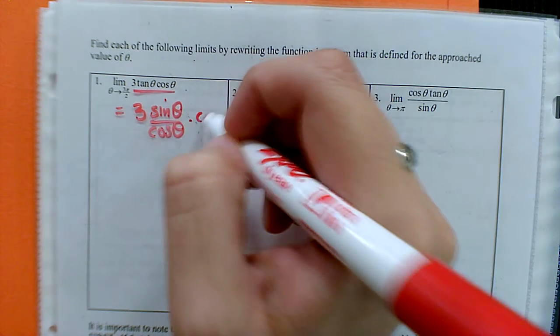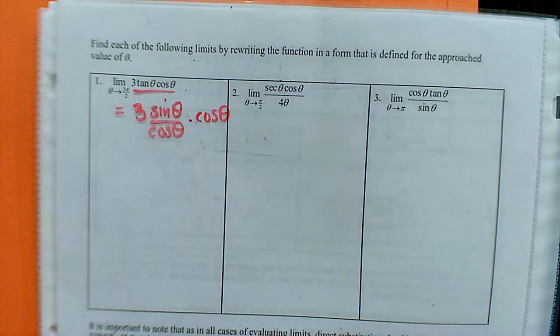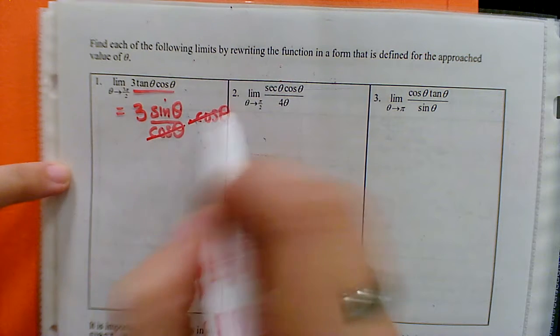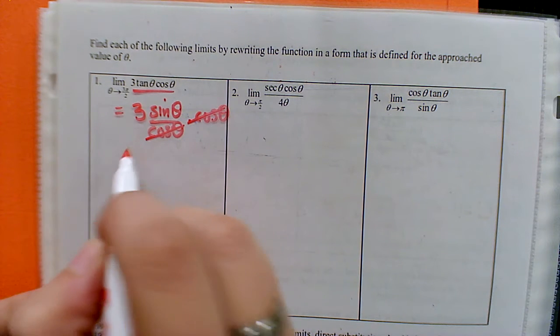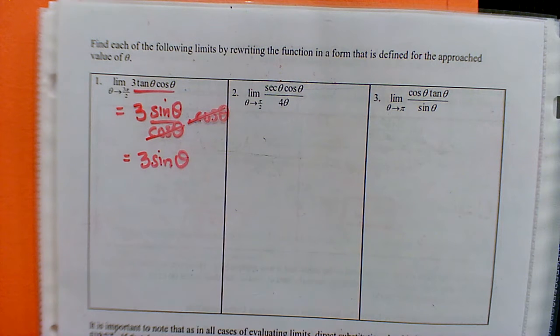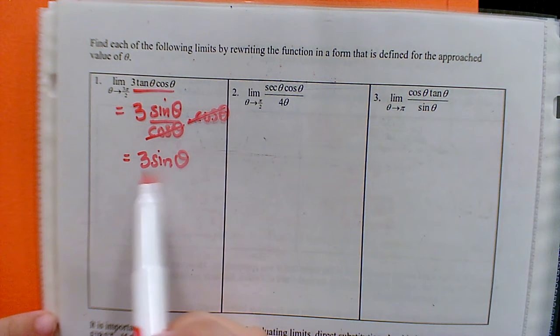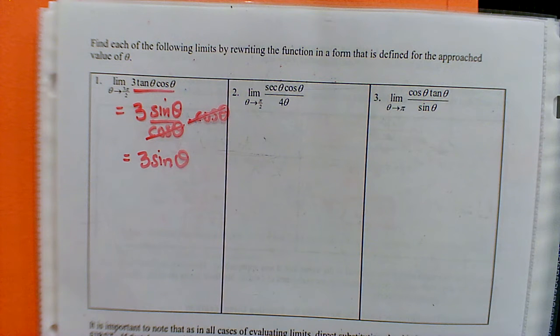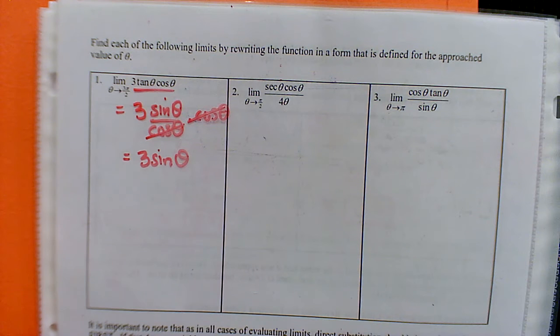And we're still multiplying that by another cosine. So all we're really doing is changing the way tangent looks. By rewriting tangent, hopefully we realize the cosines would cancel, right? So instead of plugging in 3 pi over 2 into the original problem, which would still work, we could simply plug it into this new one, and it would still be the exact same answer. And notice how 3 sine is a lot easier to work with than 3 tangent cosine.